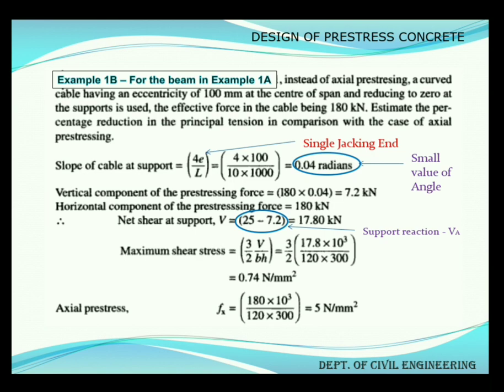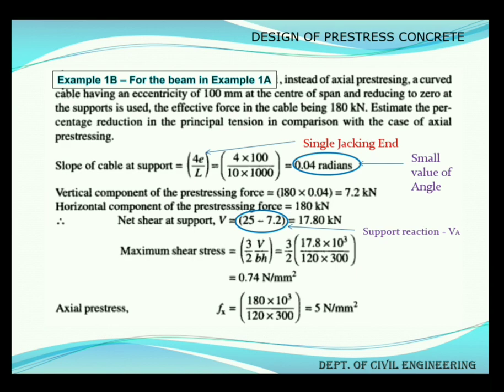Therefore, the net shear force is, initially we have found out the reaction in the previous example which had come to be 25. Now here we have to subtract the effect of the vertical component of the pre-stressing force, P theta, which is 7.2. Therefore, the net shear force V is equal to 25 minus 7.2, that is 17.80 kilonewton. So friends, here itself we can see shear force itself has reduced from 25 to 17.8 when the profile of the cable is changed to a parabolic profile.